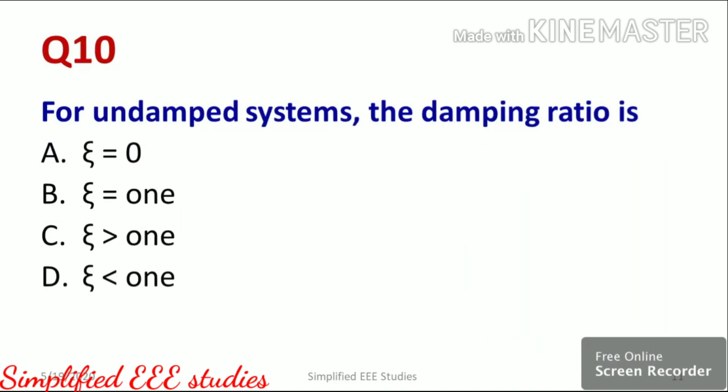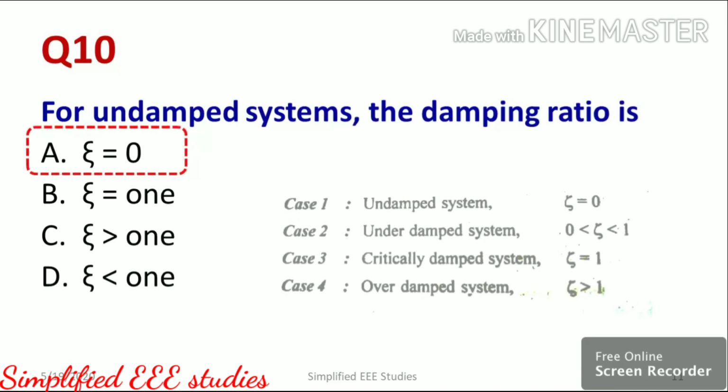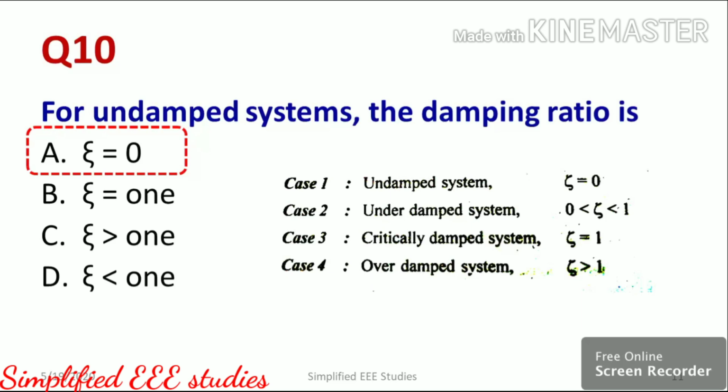Now let me move on. Question number 10. For an undamped system, the damping ratio is. So undamped systems practically do not exist. So what is an undamped system? A system is said to be undamped if the value of zeta is equal to 0. Then I can go for option A. So this is very important. I will be repeating again. For an undamped system, zeta equal to 0.